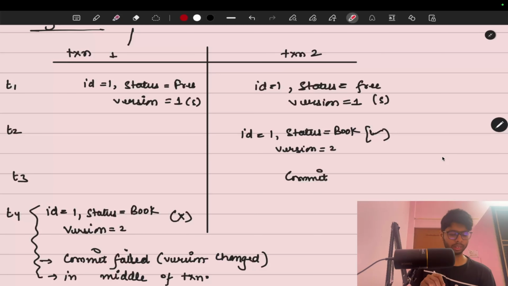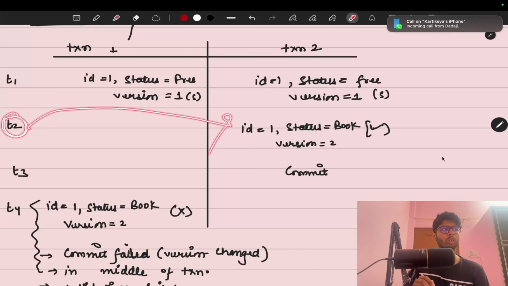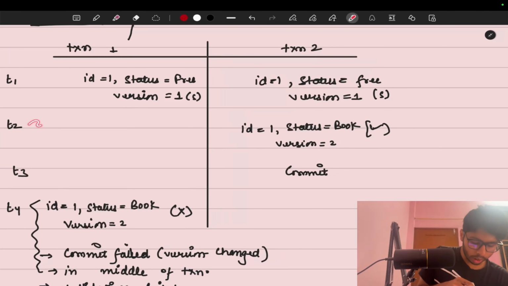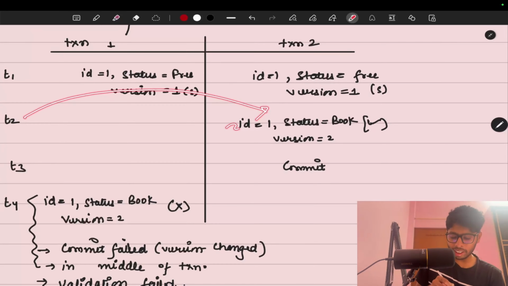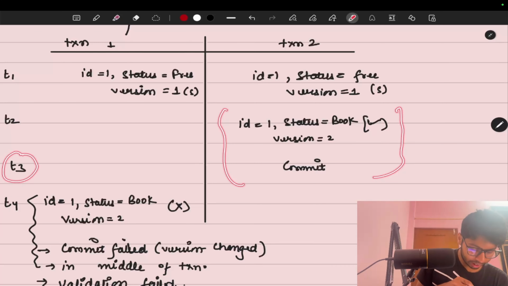Now what will happen? At time T2, transaction 2 made a write call to the system. Now at time T2 what happened? id equals 1 and status equals booked, it makes a write call to the system and changes the version equals to 2. And now what happened? We committed the transaction at time T3.